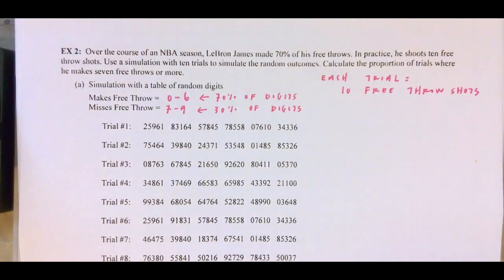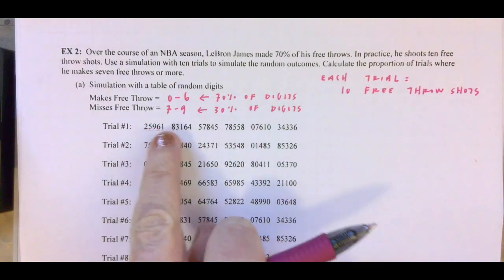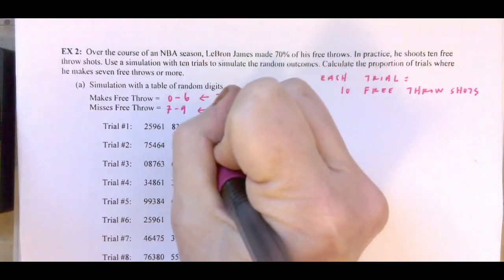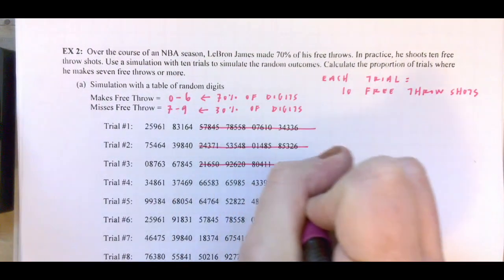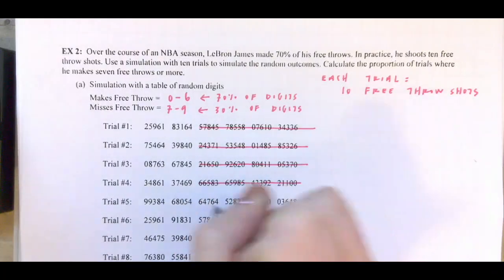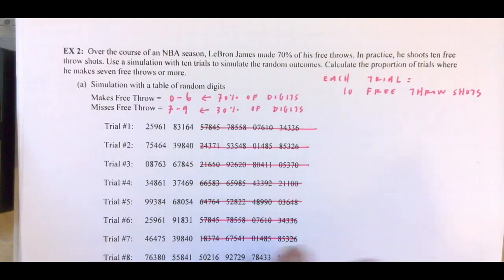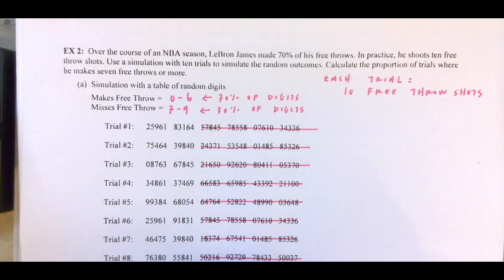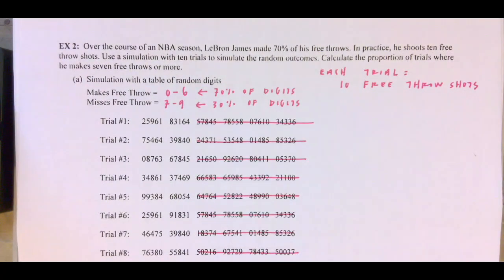Now, for our trials, again, if I'm taking from a table of random digits, it's just giving me a block of numbers. It doesn't know how many we want. And since each trial is 10 free throws, we just need the first 10 numbers. So I'm just going to cross off anything beyond the 10 for each of these trials. So take a moment and do the same. We only have him taking 10 shots, so anything else is just unnecessary.